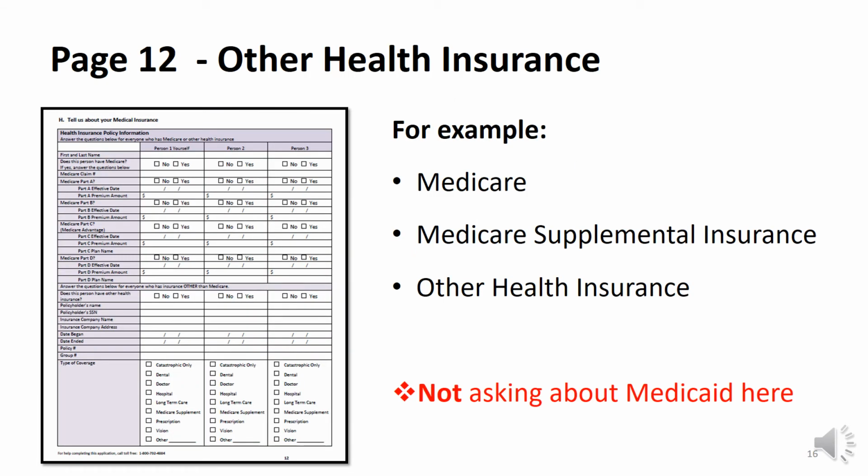Page 12 asks about other health insurance. So, for example, Medicare insurance or Medicare supplemental plans or other types of health insurance. Remember, they are not asking about Medicaid here. So any other types of insurance other than Medicaid.